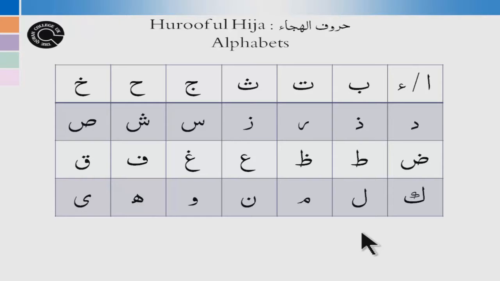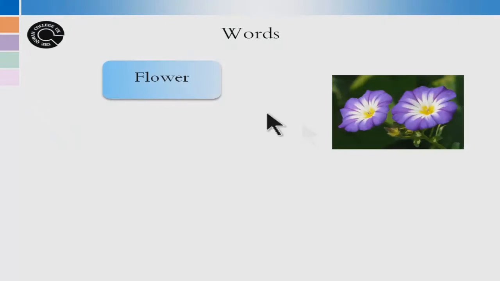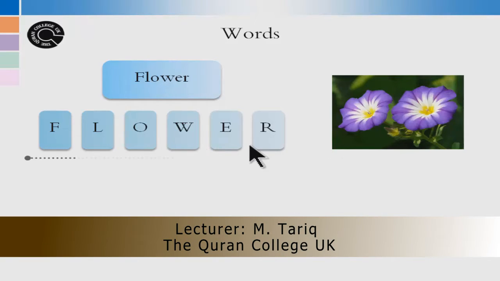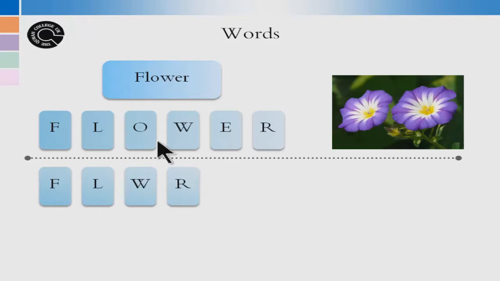Now when these alphabets join together, they form words. Let's take an example first from English. The word flower is made of F-L-O-W-E-R. So that's the spelling of flower. If you look closely, it consists of consonants, that is F-L-W-R, and another thing you see is the vowels, O and E. So when consonants and vowels come together, they form the word. Both the consonants and the vowels belong to the alphabet of English.